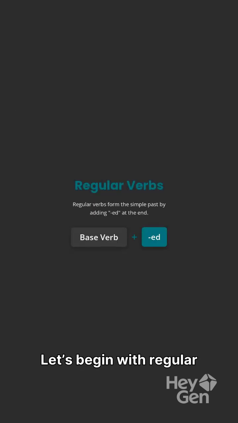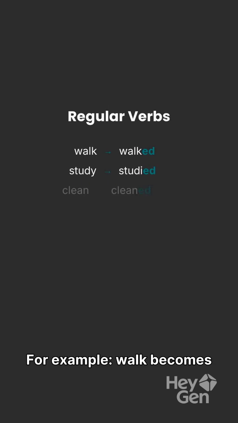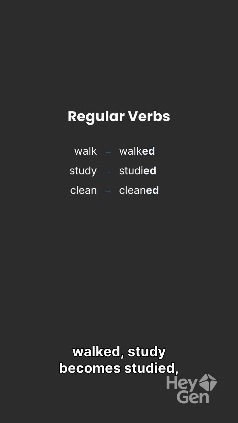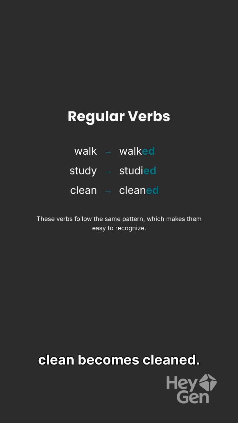Let's begin with regular verbs. Regular verbs form the simple past by adding ed at the end. For example, walk becomes walked, study becomes studied, clean becomes cleaned. These verbs follow the same pattern, which makes them easy to recognize.